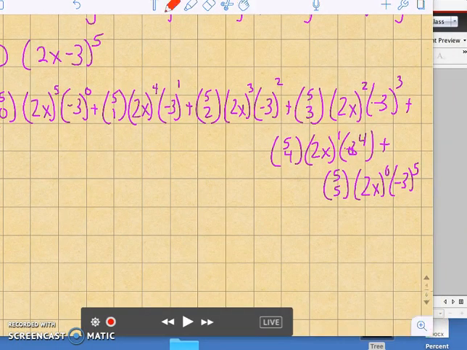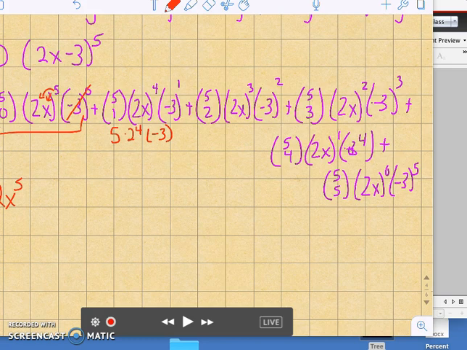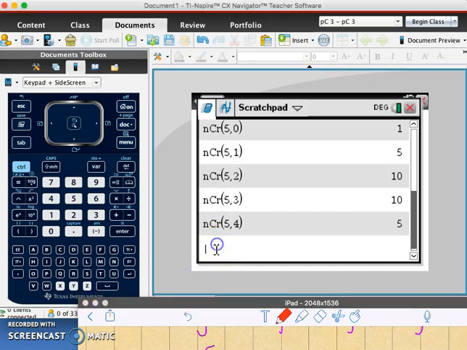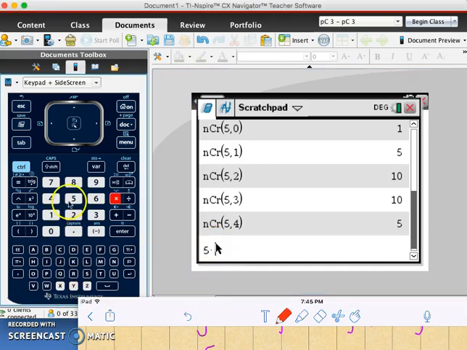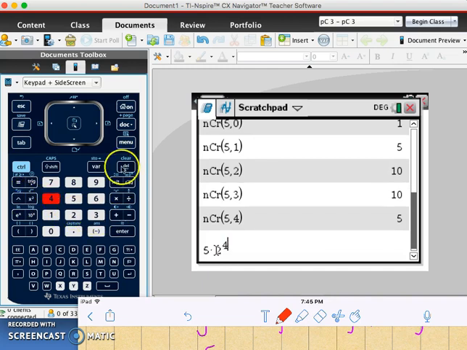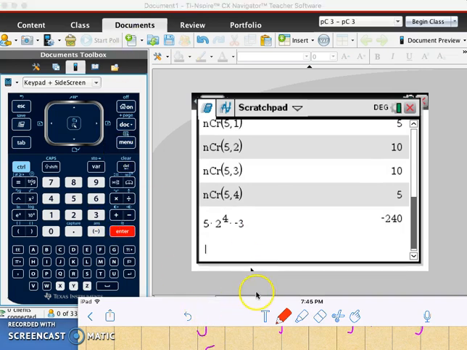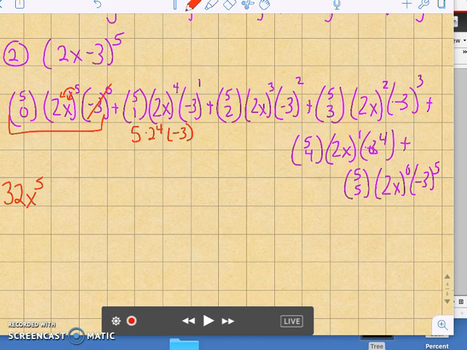So this first one is 1, so 2 to the fifth, so we'd have 32x to the fifth. This next one was 5, 2 to the fourth is 16 times negative 3. This would definitely be one we could use your calculator on. So 5 times 2 to the power of 4 times negative 3. We have negative 240 for this next one, so negative 240x to the fourth.